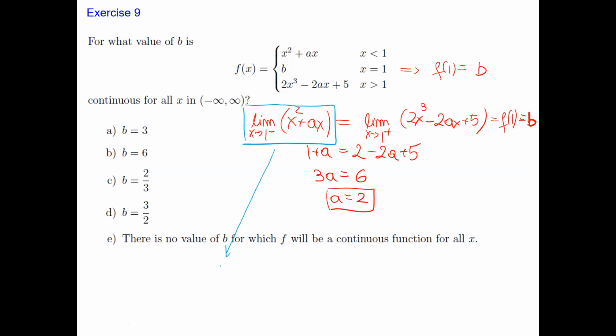But if a is 2, we can find out what the limit on the left-hand side is. The left-hand side limit will be 1 plus a times 1. This means it will be 1 plus a times 1. The limit is 3.